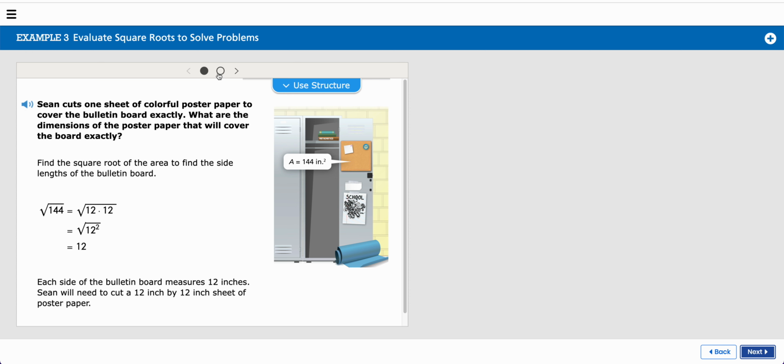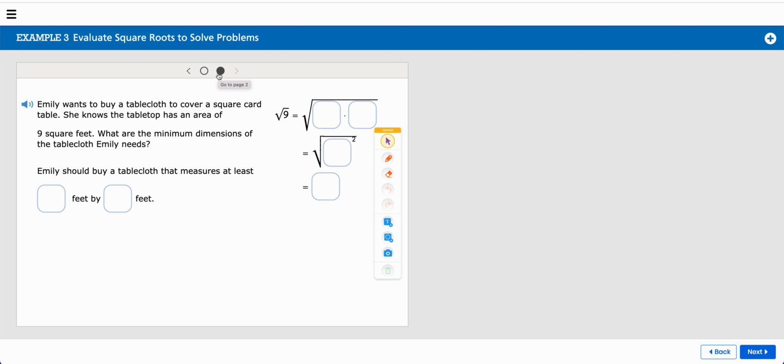All right. Emily wants to buy a tablecloth to cover a square card table. She knows the tabletop has an area of 9 square feet. So what are the minimum dimensions of the tablecloth that Emily needs? 9 is 3 times 3, which is 3 squared. So the square root of 9 is 3. So the tablecloth should be 3 feet by 3 feet.